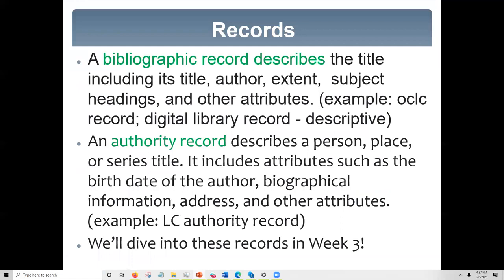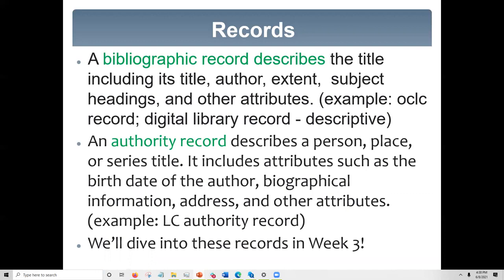A bibliographic record, just for those of you who haven't worked with these kinds of records: when you look in a library catalog, you're typically seeing a bibliographic record first. And this describes the title itself. So this is the title, the author, the extent of it, like how much of it, how big it is, the subject headings, and other attributes. So this would be like an example of an OCLC record, a record in your library catalog, a digital library record, if it's that descriptive piece of it.